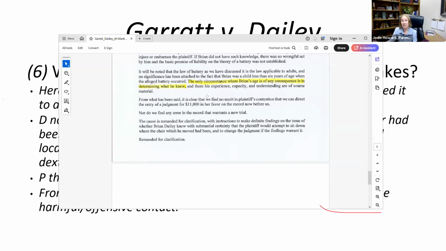Now, I don't think it's enough probably for them to say he only wanted her to fall and be embarrassed, because that's still offensive contact. It doesn't have to be harmful. So he doesn't have to know that she'll probably get hurt. He just has to know that she's going to fall and her bum hit the ground.